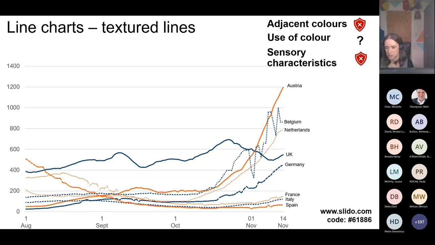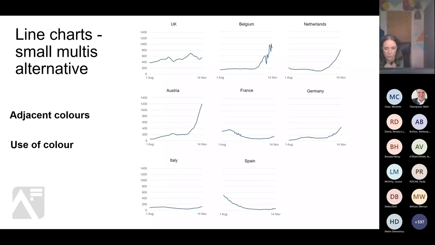This is maybe hopefully an easy one. I think we're not going to use the slide now because we're going to be running out of time, so I'm going to run through these ones. But in terms of adjacent colours here, we're fine. We've only used one colour. It's fine against the white background, so that's a pass. And use of colour is fine because everything is labelled on its own individual mini chart.